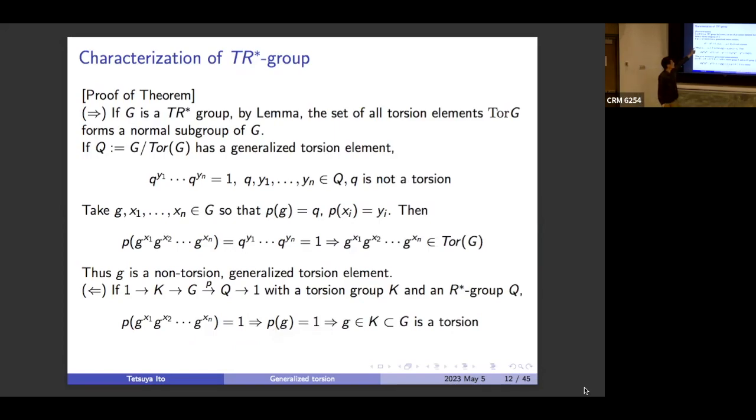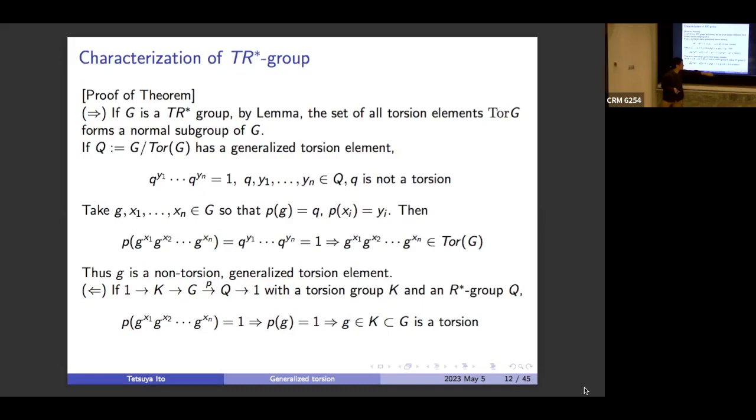Assume that G is a TR star group. The previous lemma says that the product of torsion elements is a generalized torsion element. But we are assuming that the group is TR star, which means that generalized torsion elements are torsion. This means that the product of torsion elements is again torsion. So the set of all torsion elements forms a group, actually a normal subgroup. So let us mod out the torsion group K. What we need to prove is that the quotient group Q is an R star group. So assume to the contrary that this quotient group has a generalized torsion element. So we get the generalized torsion equation.